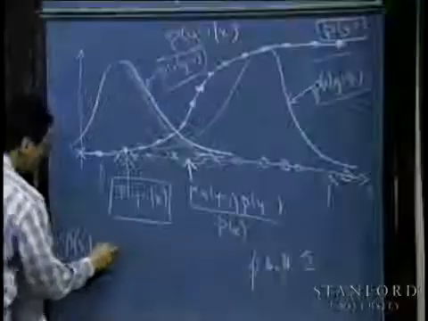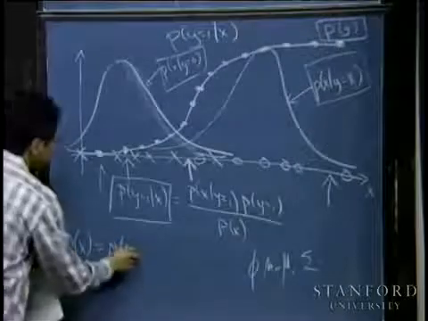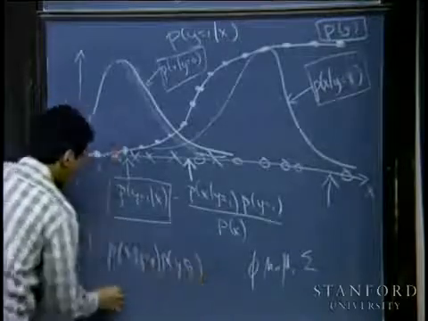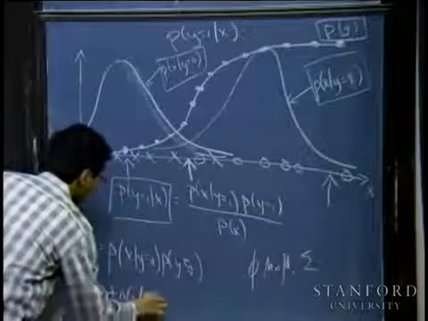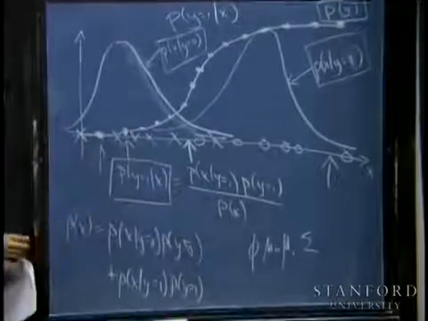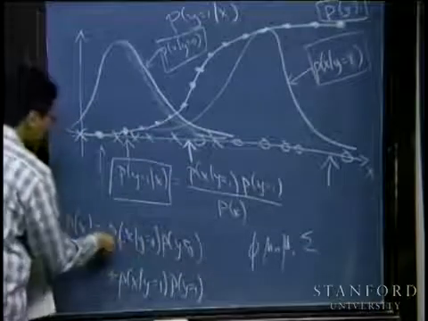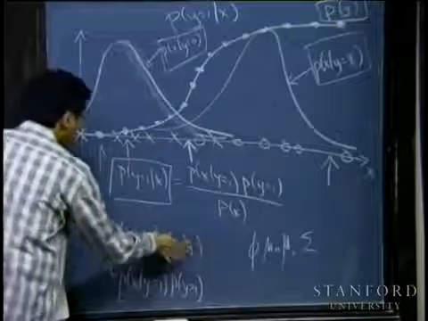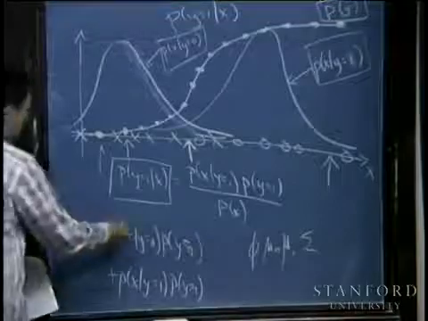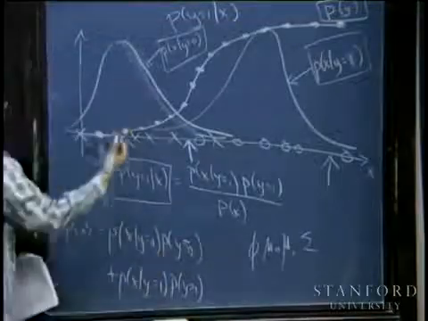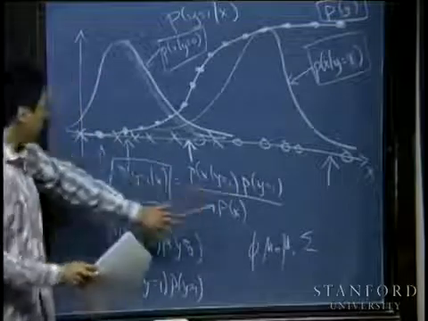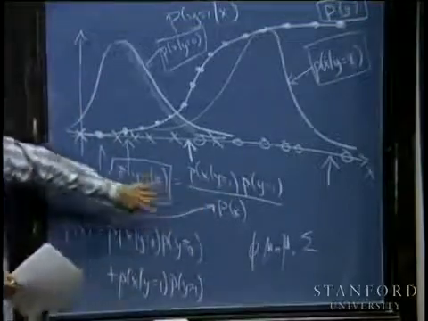So p of x can be written as p of x given y equals 0 times p of y equals 0, plus p of x given y equals 1 times p of y equals 1. Each of these terms, p of x given y and p of y, I can get directly from a Gaussian discriminant analysis model. So I'll plug that into the denominator, and by doing that, that's how I compute p of y equals 1 given x. Make sense?